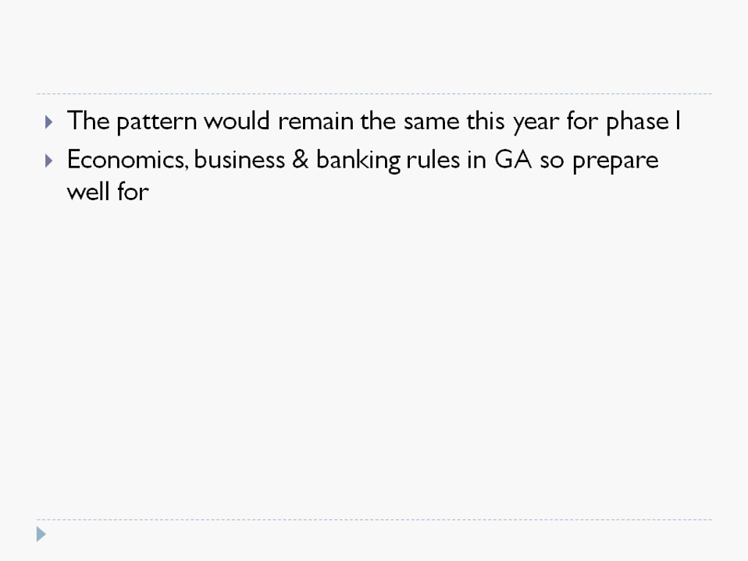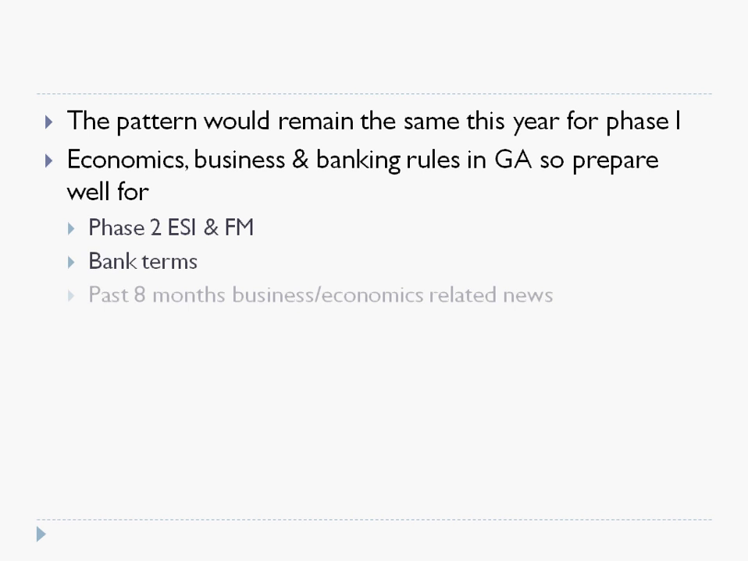Economics, business and banking ruled in GA, so prepare well for this. For phase 2, ESI, which is economic and social issues, and finance and management would come in handy. If you prepare for these two, around 40 to 50% of your GA will be covered. Then do bank terms, they are important. Past 8 months business and economic related news, again very important. So focus mainly on these, because around 70 to 80% of questions would be asked from these two sections only.